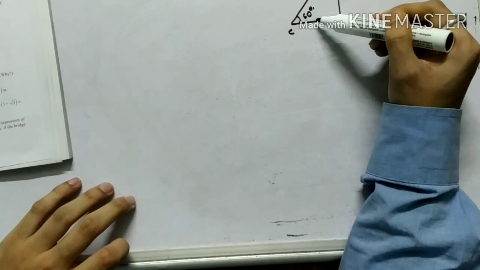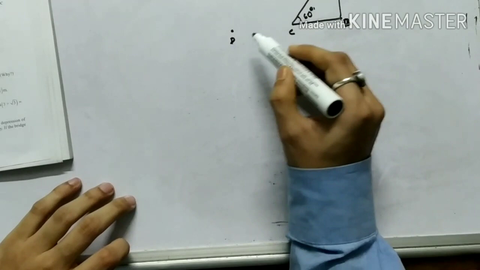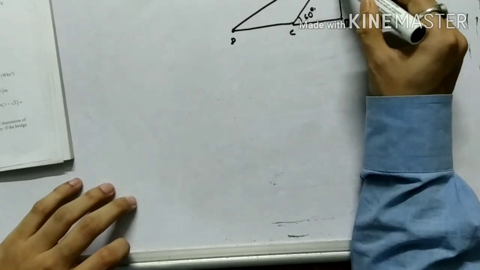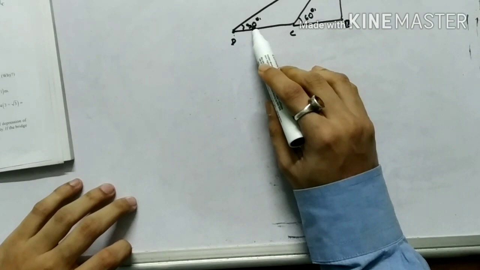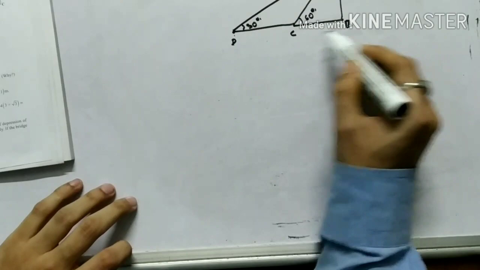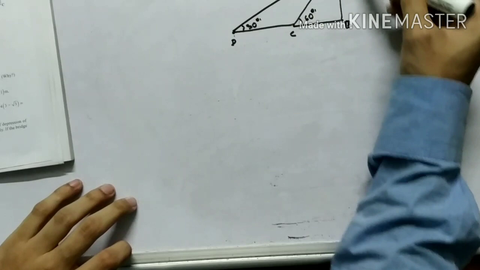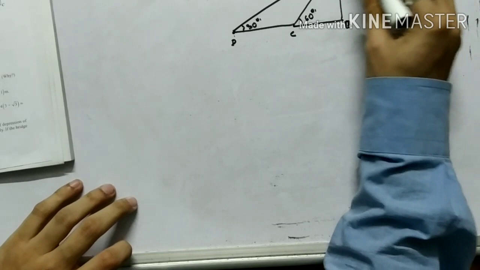Okay, and then next, this is point D. And from point D, the angle of elevation of point A from point D, it is 30 degree. Understand? So this shadow, CB and DB, both are shadows of AB. It depends on the altitude of the sun.